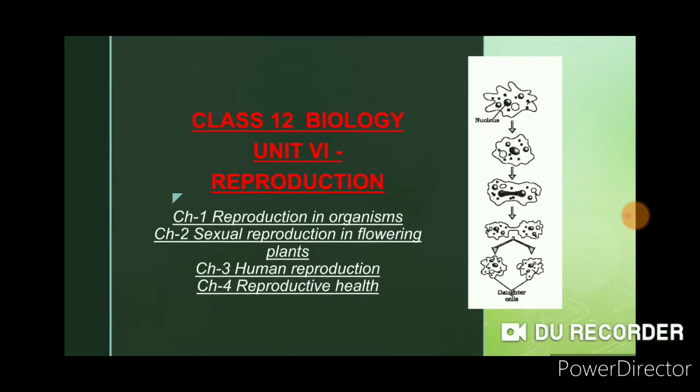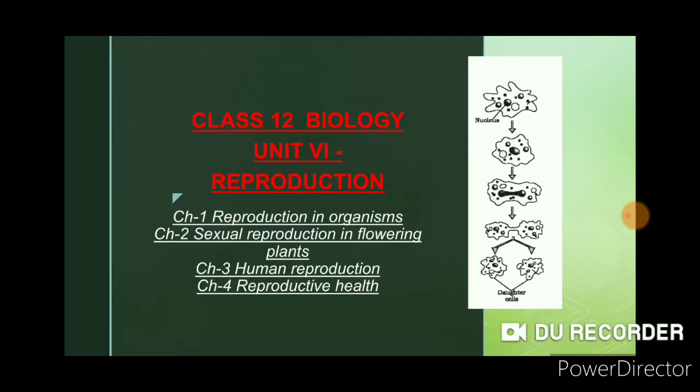We will be starting with chapter number or unit number 1 of biology class 12, that is reproduction. Now, let's begin with a little introduction about unit number 1. This unit contains 4 chapters. Chapter number 1, sexual reproduction in organisms. Chapter number 2, sexual reproduction in flowering plants. Chapter number 3, human reproduction, and chapter number 4, reproductive health.